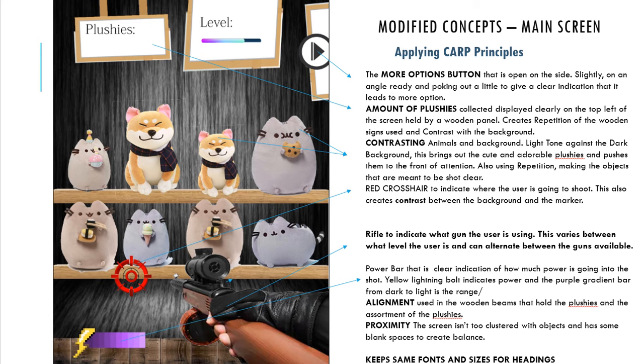The power bar is a clear indication of how much power is going to be shot. This appears when the user uses a click and hold function. The yellow lightning bolt indicates the power, and the yellow gradient bar from dark to light is the range. Alignment between the wooden beams allows for clear structure between the plushies, the background and the assortment of them. The proximity is such that the screen isn't cluttered with objects and has blank spaces to create balance. It also keeps the same fonts and sizes for headings.